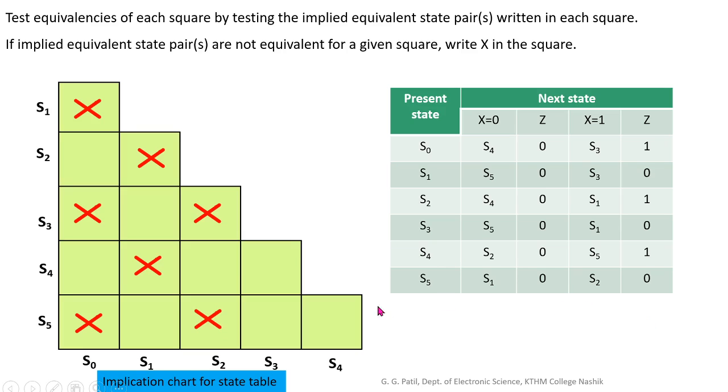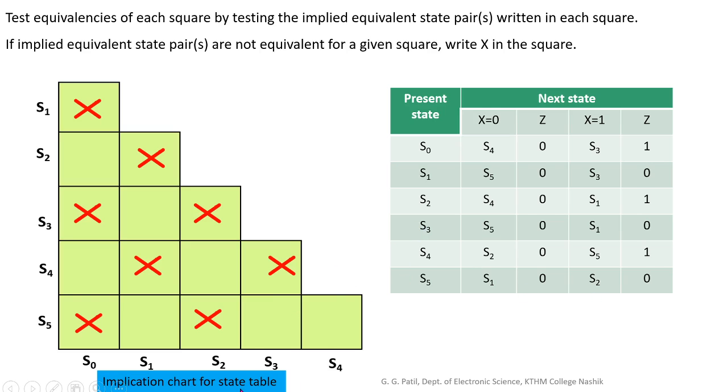Okay. Then the S3 S4, check these two states. S3 S4 outputs here are 0 0, and 0 1. Since this output is different, I'll place a cross mark in the S3 S4 square.